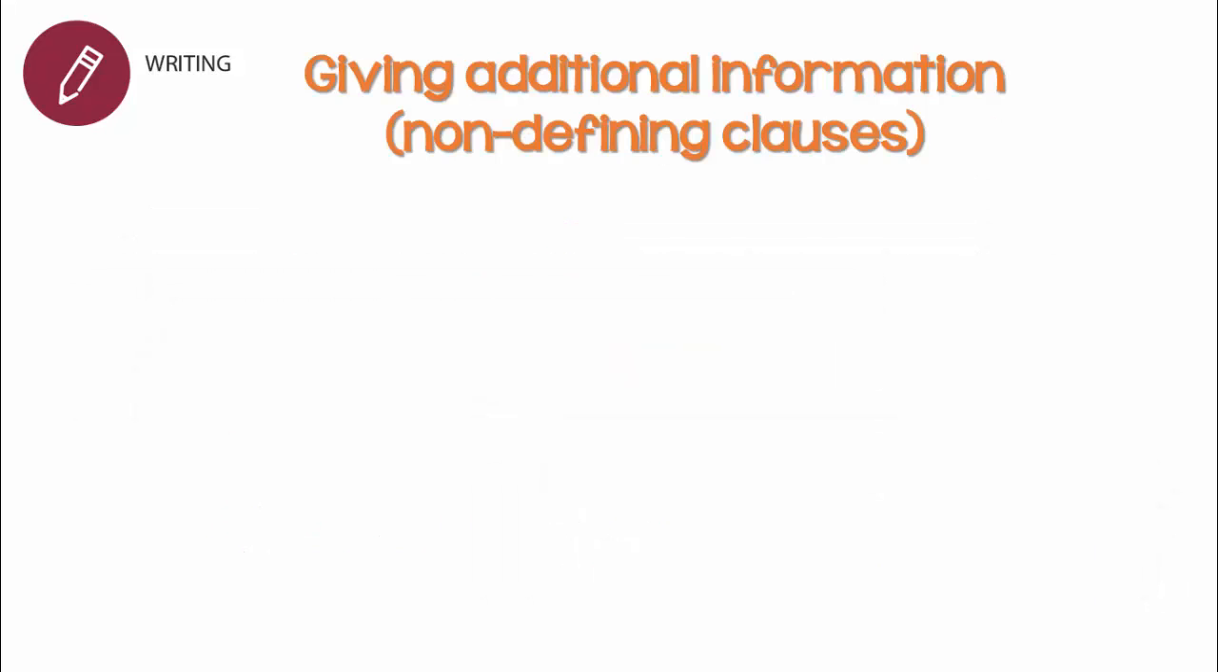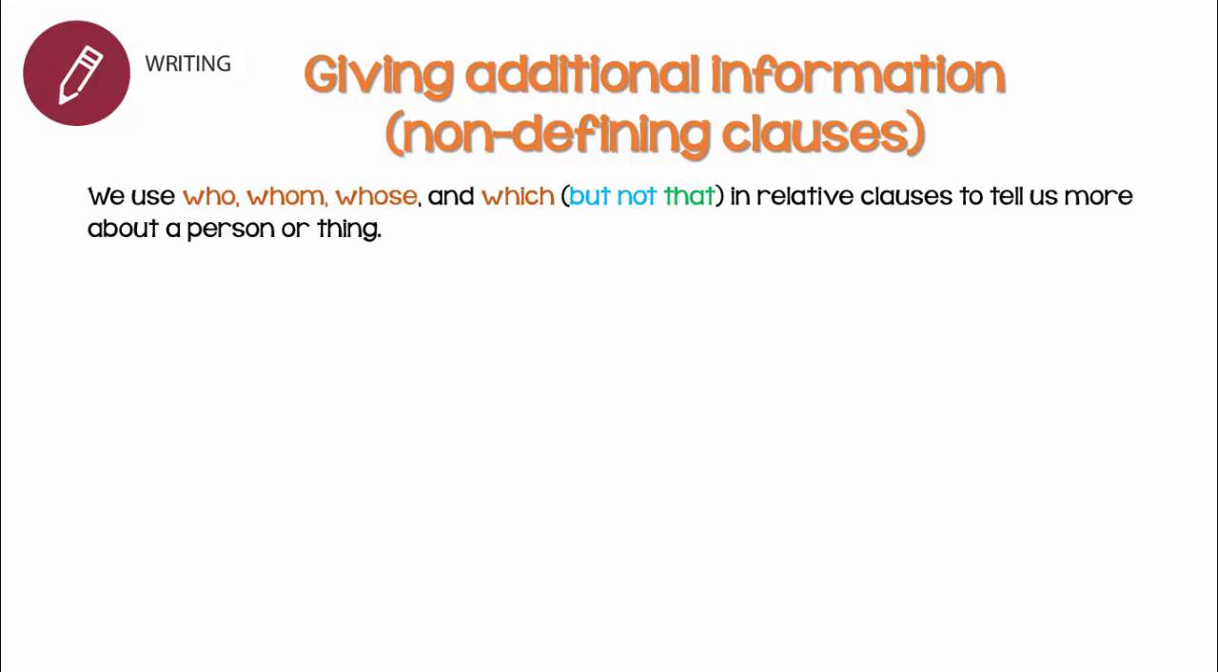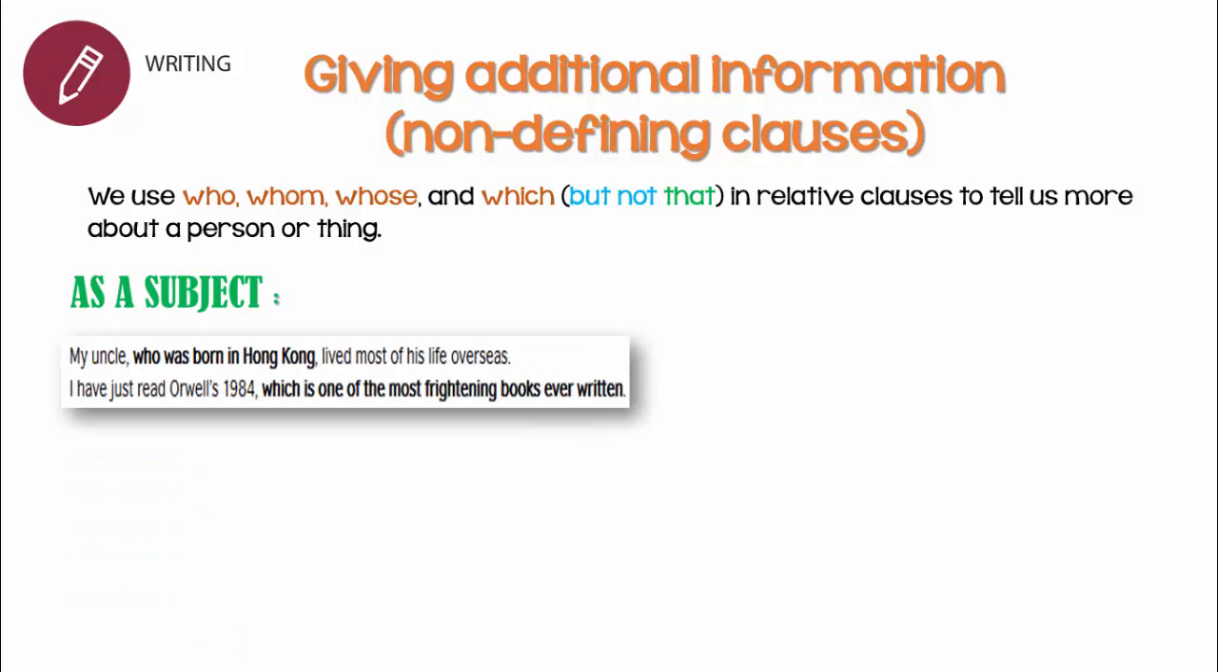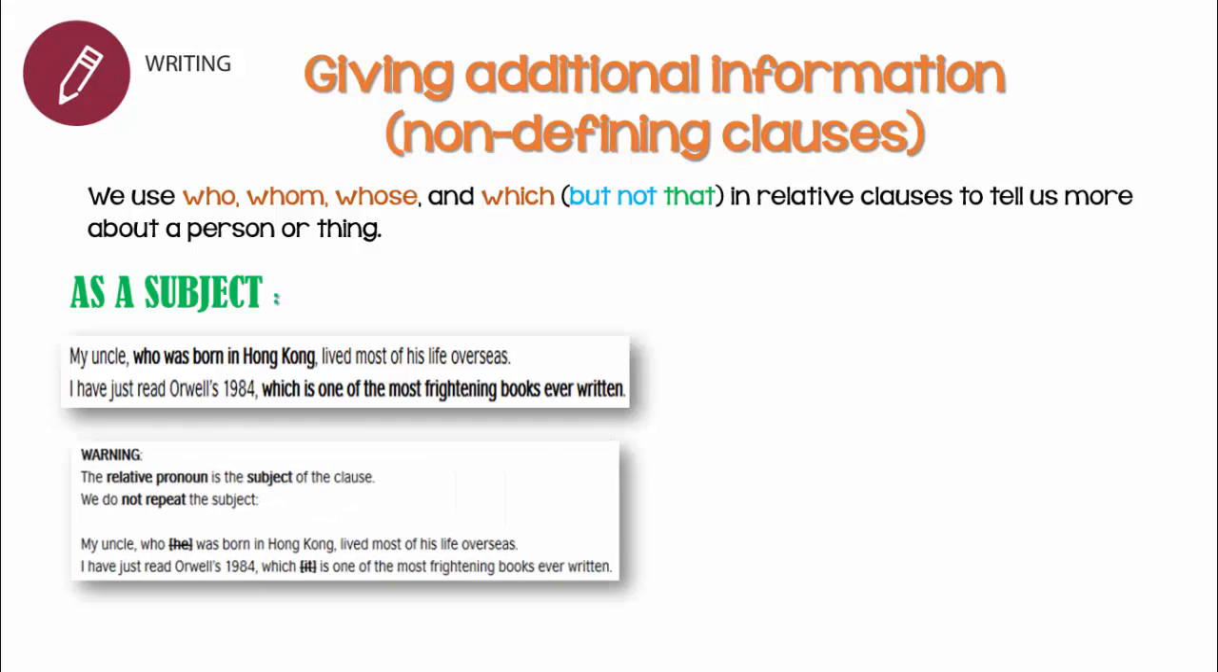Giving additional information, non-defining relative clauses. We use who, whom, whose, and which, but not that, in relative clauses to tell us more about a person or thing. As a subject: My uncle, who was born in Hong Kong, lived most of his life overseas. I have just read Orwell's 1984, which is one of the most frightening books ever written.